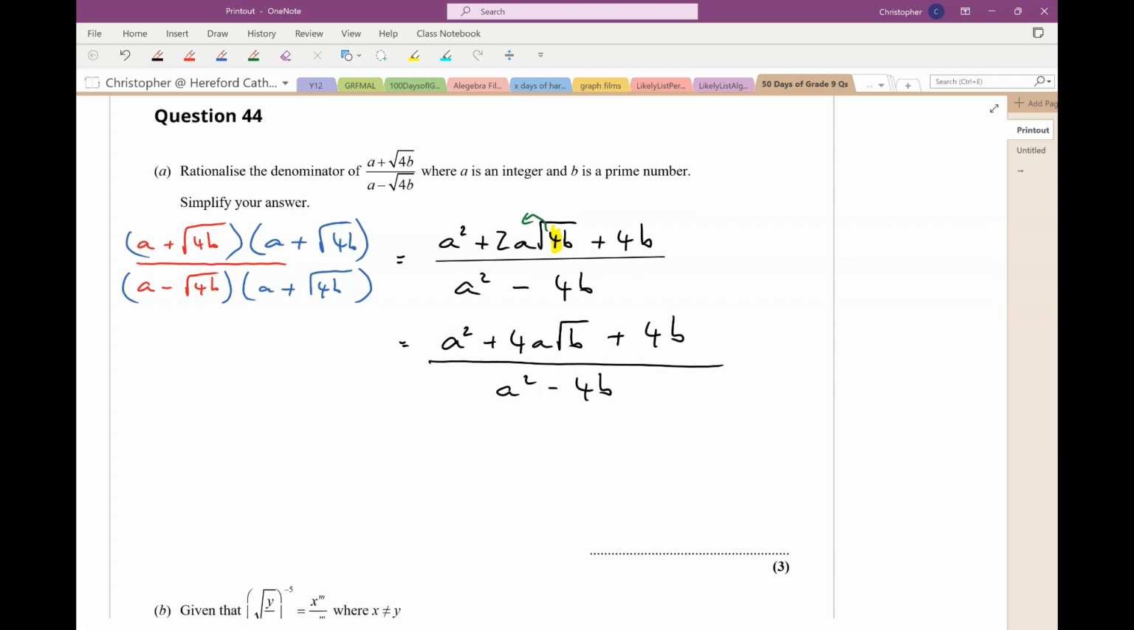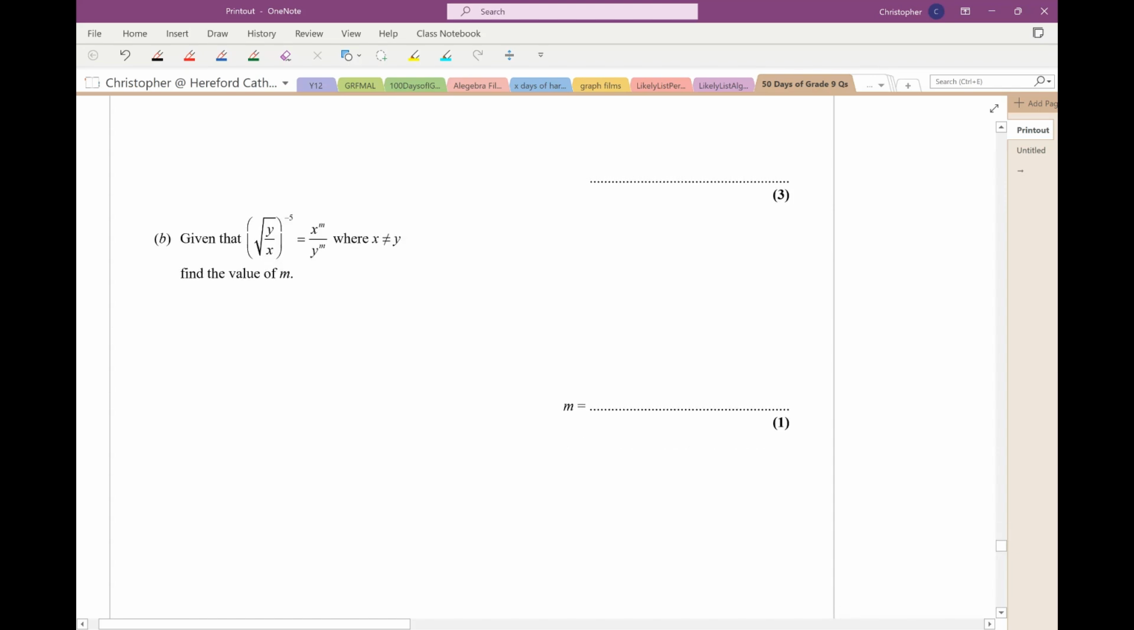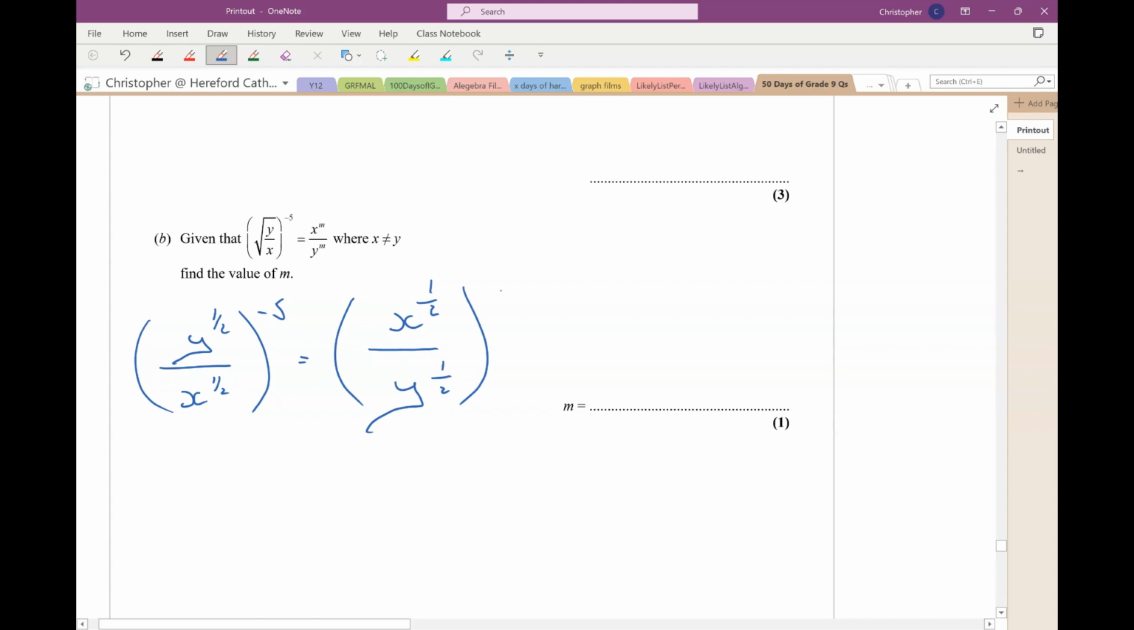Right, let's have a look at part B. Given that, I think I'm going to rewrite the left-hand side using powers. So instead of the square root of y over x, I'm going to write that as y to the power of a half over x to the power of a half, and that is to the power of minus 5. Oh, well look, I can get rid of that negative power just by swapping the fraction round. There we go. So that is now to the power of 5.